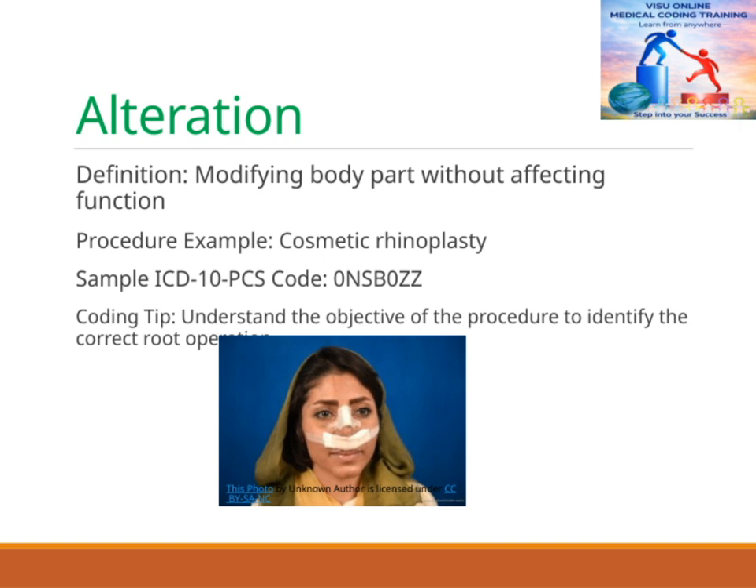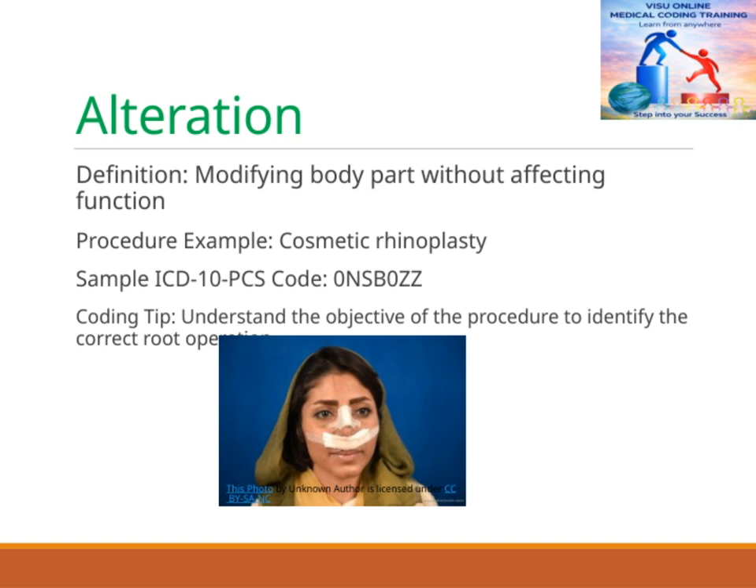Think of cosmetic procedures, like a rhinoplasty, where the goal is to reshape or enhance appearance rather than fixing a functional problem. For example, cosmetic rhinoplasty is a common procedure where the nose is reshaped purely for aesthetic reasons. In coding, this kind of procedure has a specific ICD-10 PCS code. In this case, it's 0NSB0ZZ. Recognizing these codes is key to accurate documentation and billing.